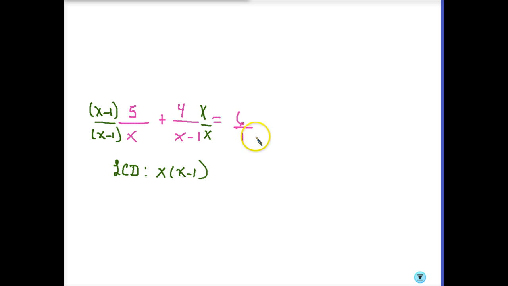And then over here, this is new, but it still applies. It still needs the LCD, and we have a 1, so we're missing all of this. So I would need to multiply the 6 by the x and the x minus 1 for both the top and the bottom in order to make sure we have a common denominator.